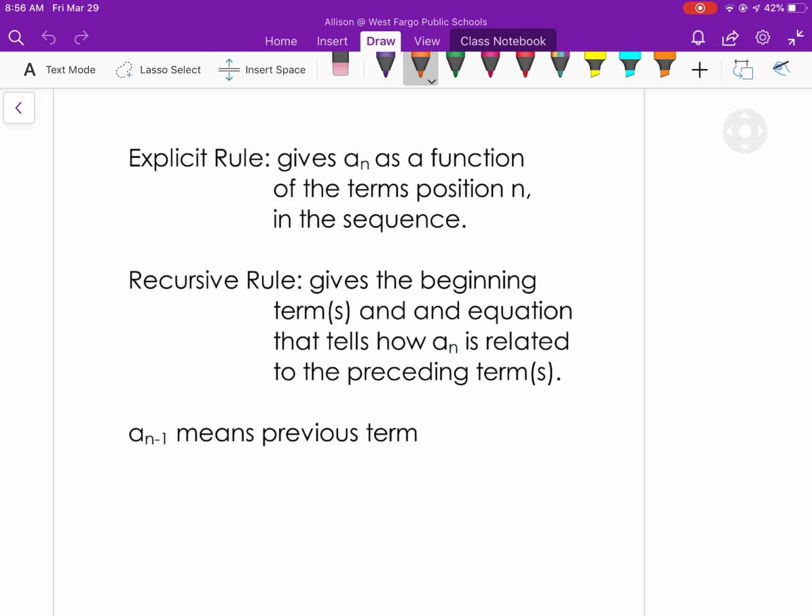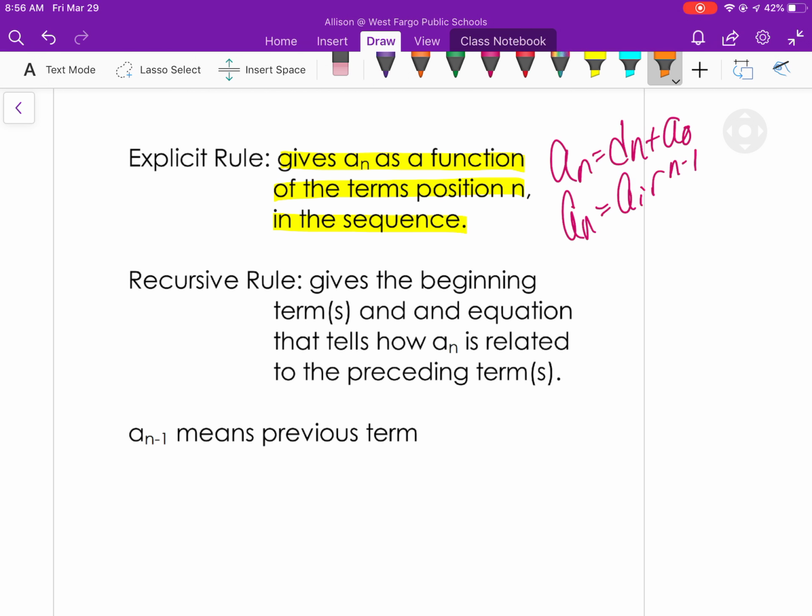Remember that an explicit rule is what you've been doing so far. It gives a sub n as a function of the term's position n in the sequence. Those are our a sub n equals dn plus a sub 0 for arithmetic, or a sub n equals a sub 1 times r to the n minus 1. So those are our explicit rules. They can give us any position n in the sequence.